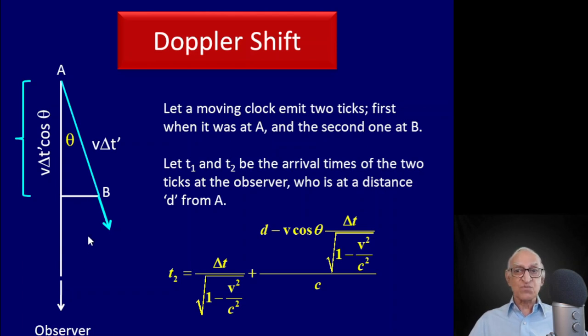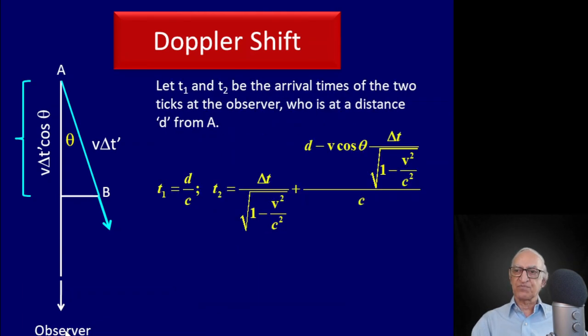Fortunately, it has to traverse a smaller distance. Why? It doesn't have to travel a distance d, but it has to travel a distance d minus v delta t prime cos theta, because the clock has moved closer to us by the time it emitted the second tick. Therefore, there is a second term, which is the distance traveled by the second tick, which is the distance between that point and the observer, which is d minus v cos theta delta t prime, and delta t prime is delta t divided by 1 over square root of 1 minus v squared by c squared, the whole thing divided by c. So this is the time when the second tick will reach the observer.